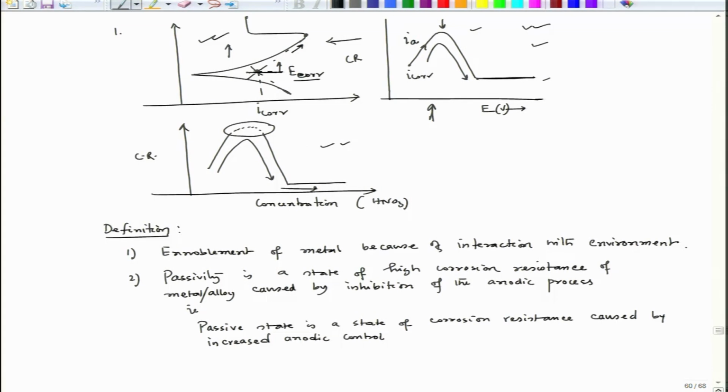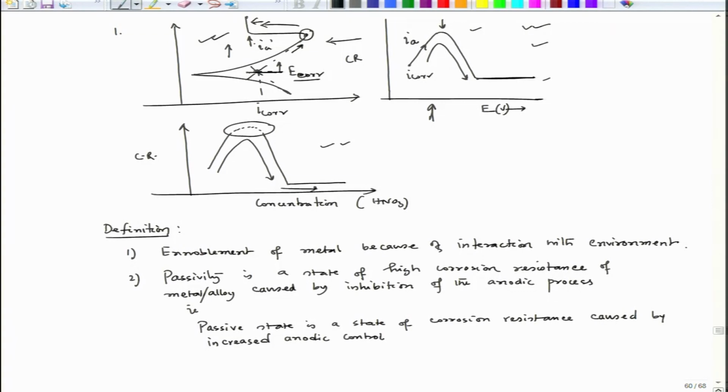So, passivity is a state of high corrosion resistance. This is I A, which is nothing but the dissolution rate of the metal, and because of the inhibition of the anodic process, here we have reached the maximum anodic dissolution, and then anodic dissolution is inhibited and it reaches this level.